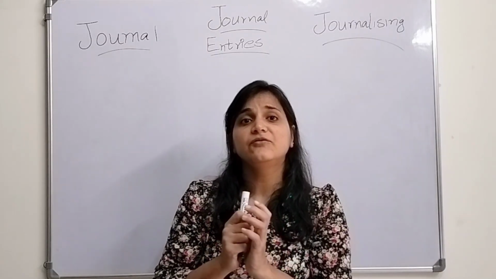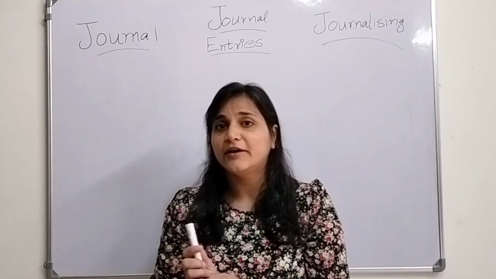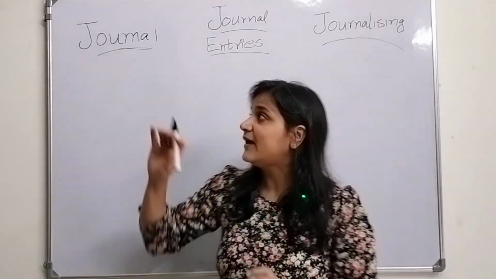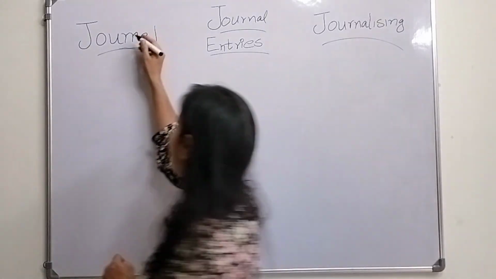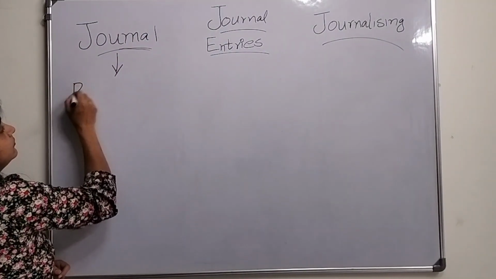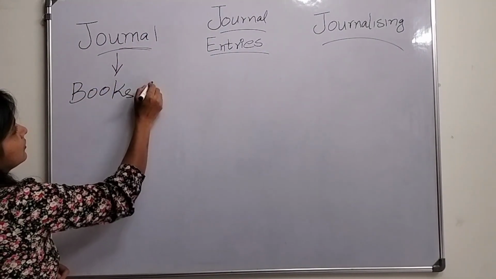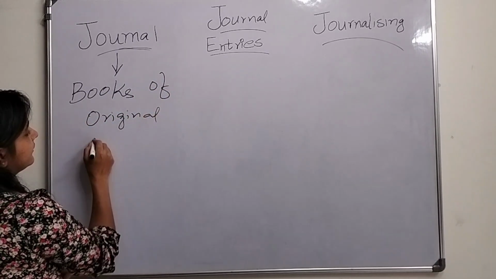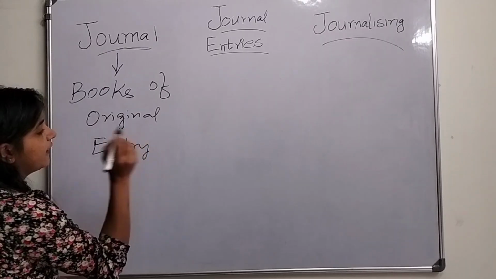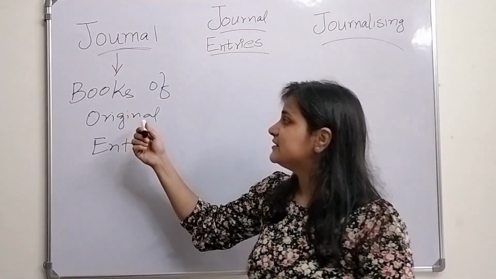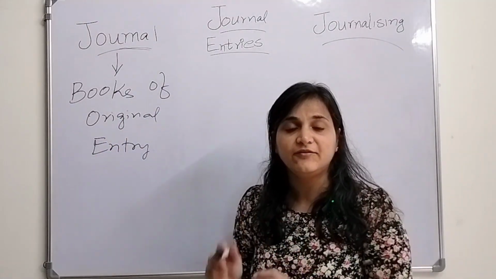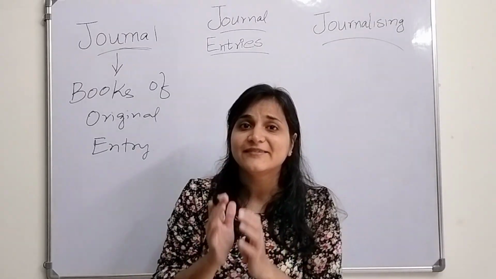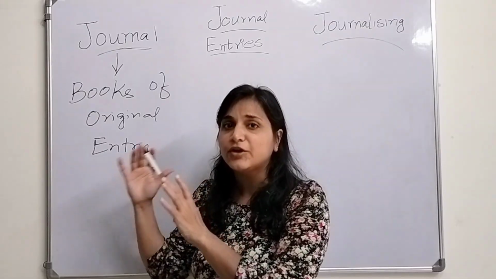The book in which it is going to get recorded is known as the journal. That is why this journal is also known as the books of original entry. It is considered the book of original entry because in this book, for the very first time, the transaction that has occurred, we are going to record it.